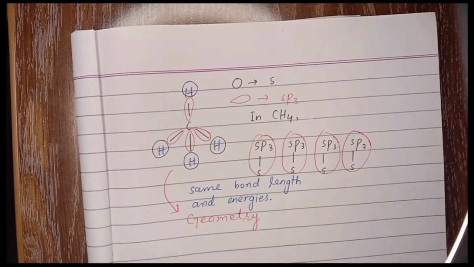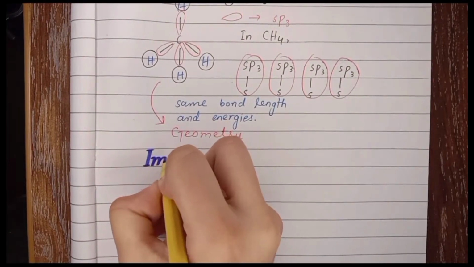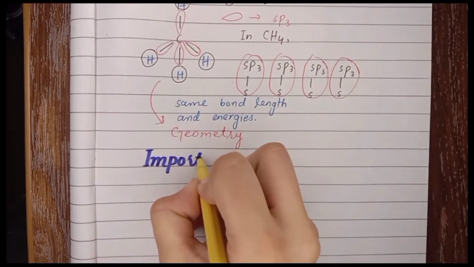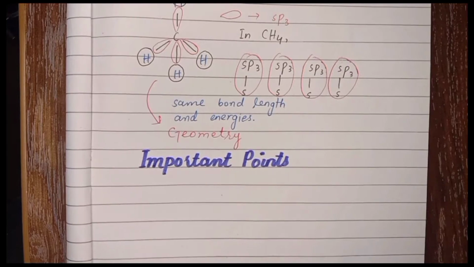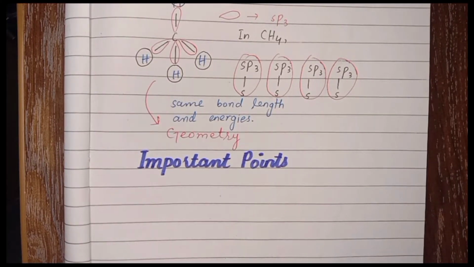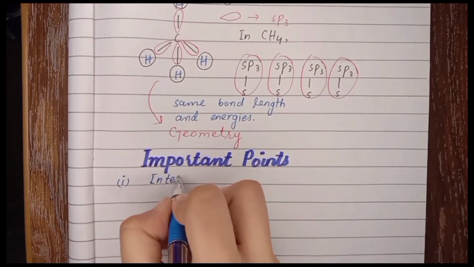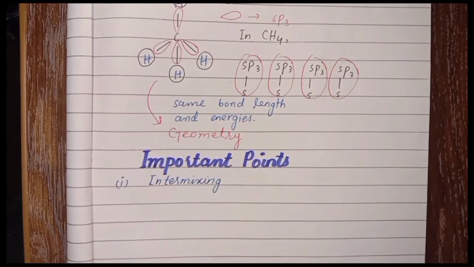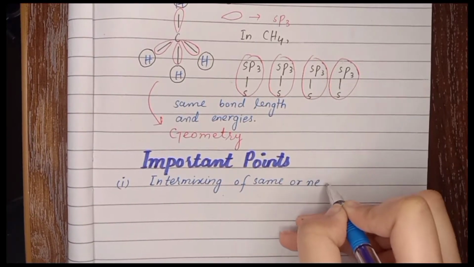And as we see, the same bond lengths and the same energies are there in the sp3-s overlap, and the geometry is changed. Now, heading towards the important points of hybridization theory, which are, according to me, the most important ones that you need to understand before learning about the structures of different molecules.